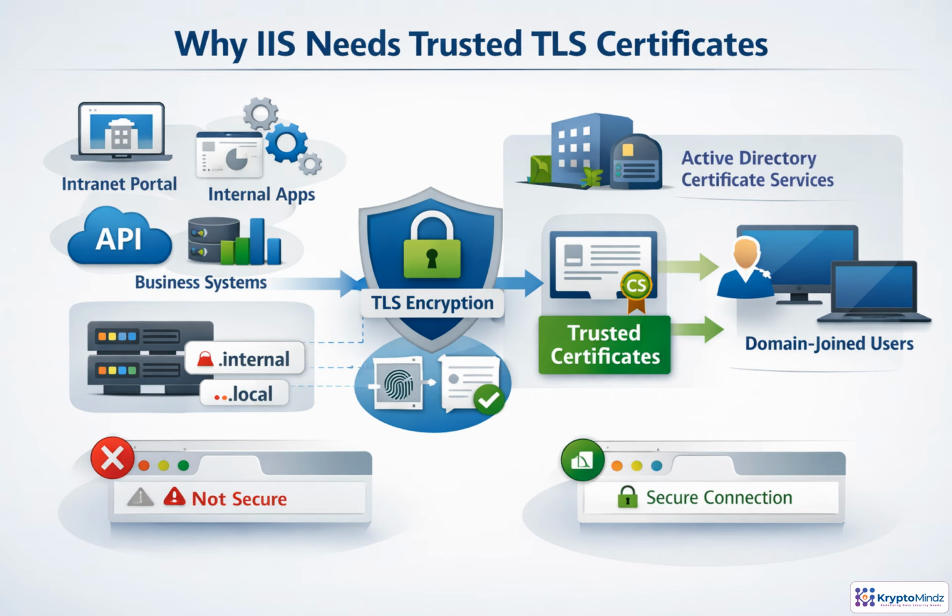IIS often hosts critical internal apps and APIs that handle sensitive data. TLS protects that traffic by encrypting it, proving the server's identity, and preventing tampering in transit. However, many internal sites use private DNS names that public certificate authorities won't issue certificates for. This is where ADCS fits in. It lets you issue certificates that your domain-joined devices automatically trust, eliminating browser warnings and giving users confidence their connection is genuinely secure.